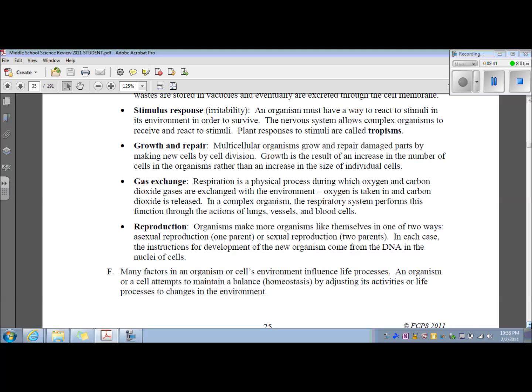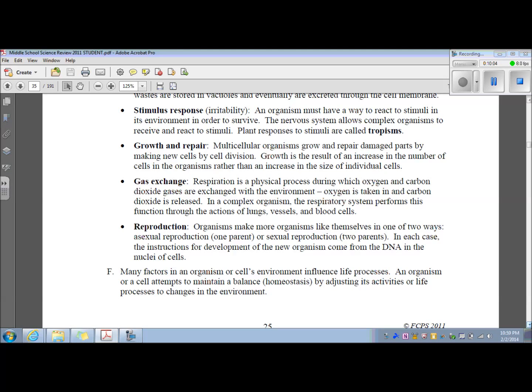Gas exchange. Respiration is a physical process during which oxygen and carbon dioxide gases are exchanged with the environment. Oxygen is taken in and carbon dioxide is released. In a complex organism, the respiratory system performs this function through the actions of the lungs, vessels, and blood cells.